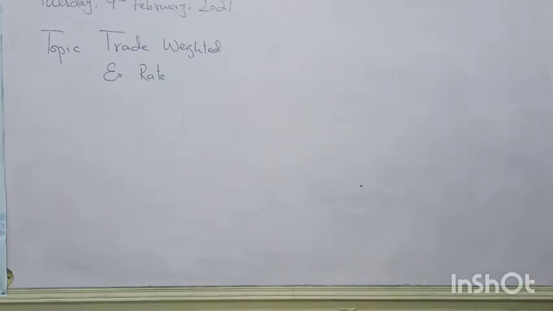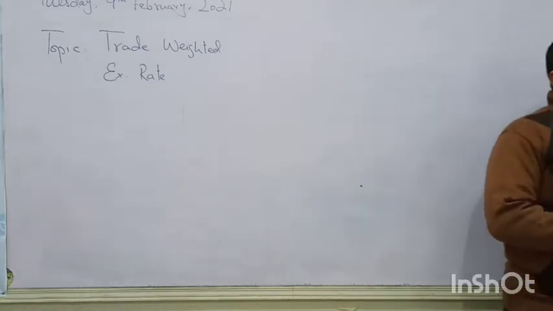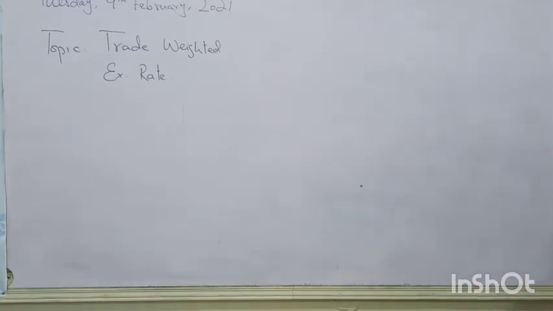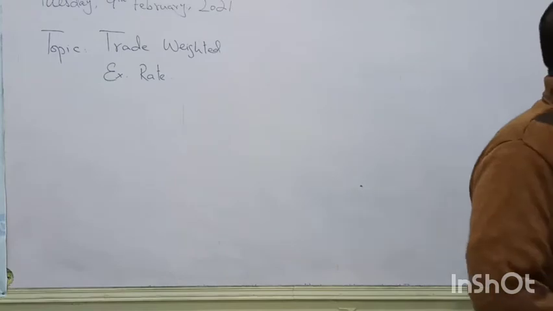So if I ask you what trade weighted exchange rate means: how much trade is taking place in dollars, how much in euro, how much in pound sterling? If we have $50 billion volume of trade, out of that how much is traded in dollar, pound sterling and euro? We have a basket of currencies and we assign weights.